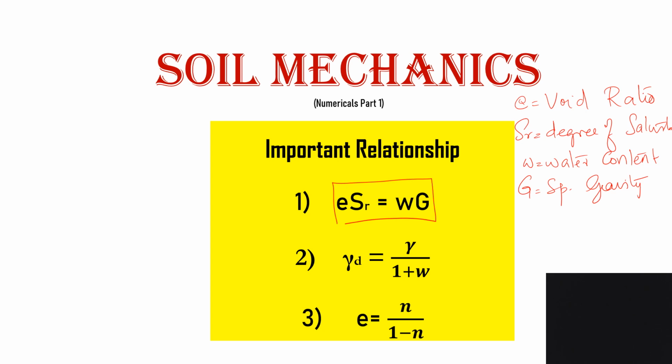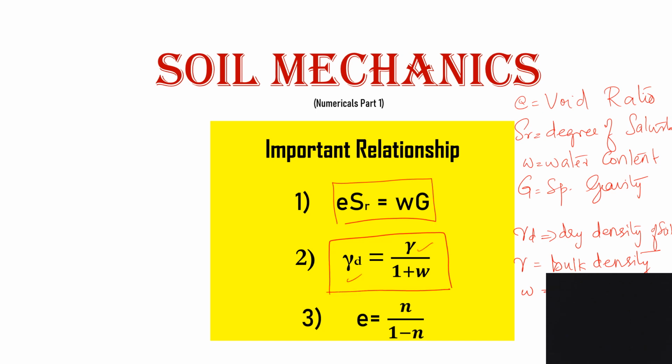And the second relationship is gamma d = gamma / (1 + w), where gamma d is the dry density of soil, gamma is the bulk density of soil, and w is the water content. So the second equation gives the relationship between dry density and bulk density. Dry density is equal to bulk density divided by 1 plus water content.